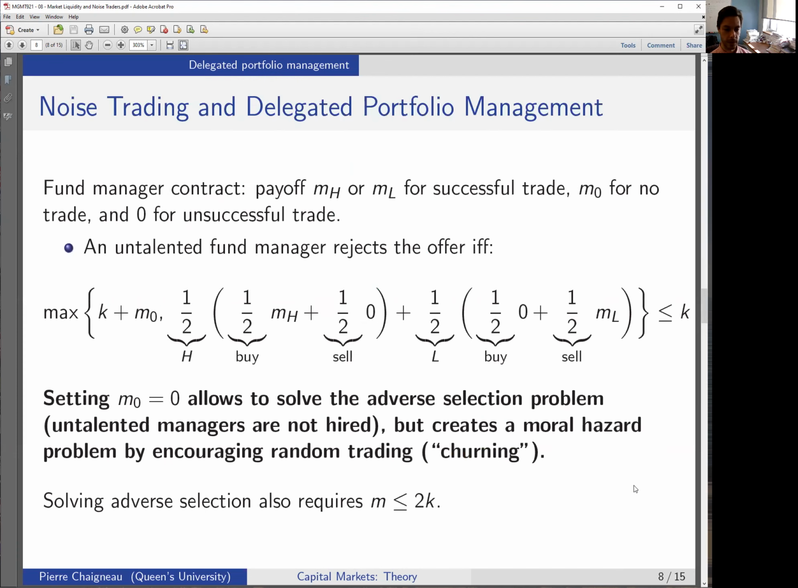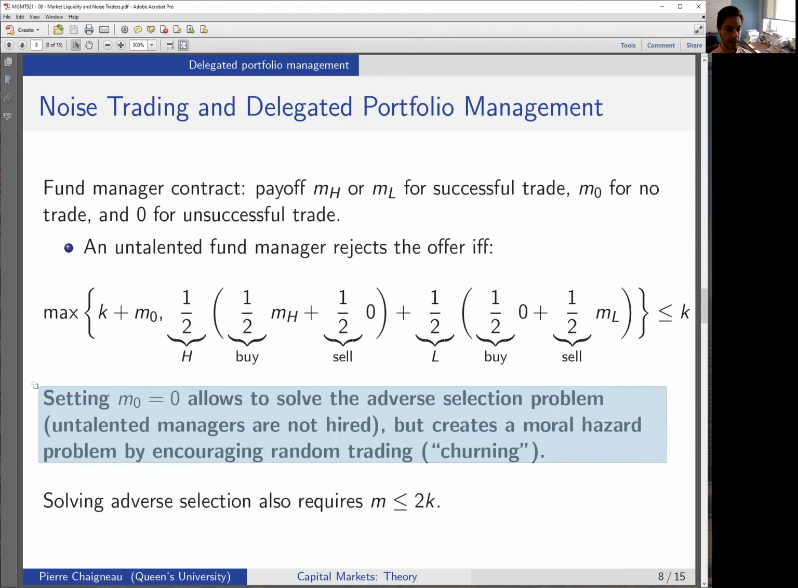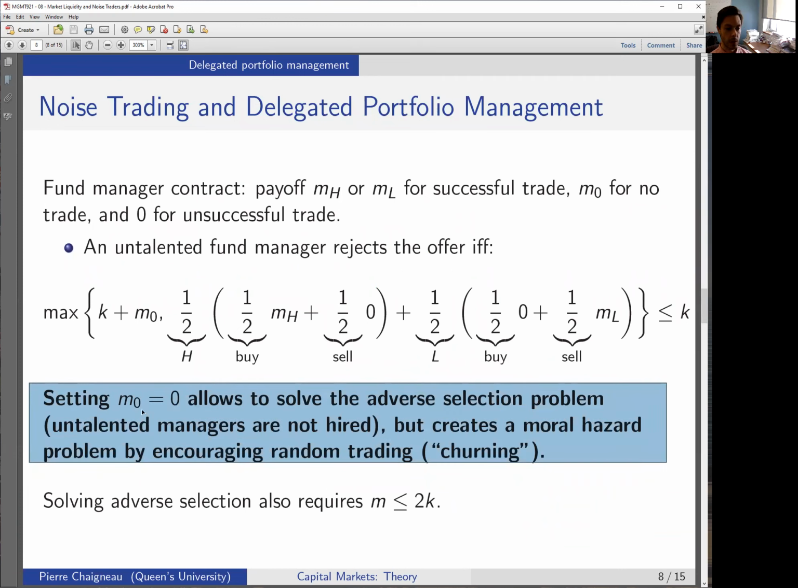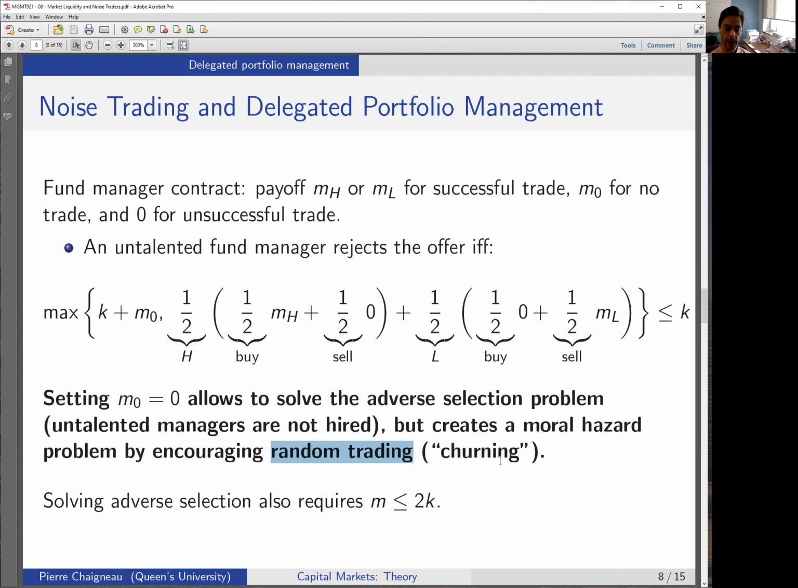You cannot lose. And so this is why I said here that setting a reward of 0 for no trade may indeed solve the adverse selection problem. You're not hiring an untalented fund manager, but that creates a moral hazard problem that induces the wrong type of behavior in the manager that you are hiring, because it encourages random trading, which is again referred to as churning.